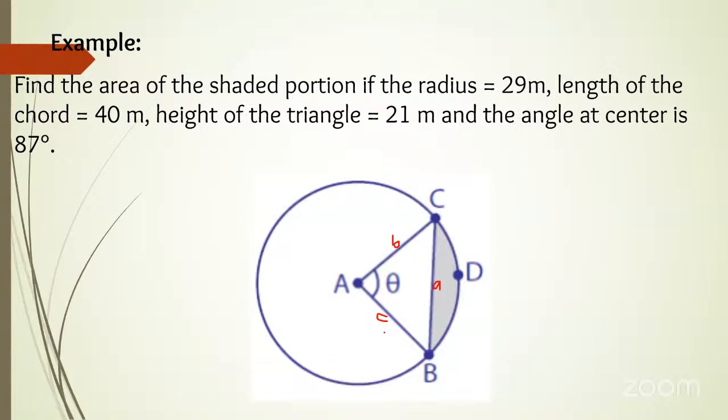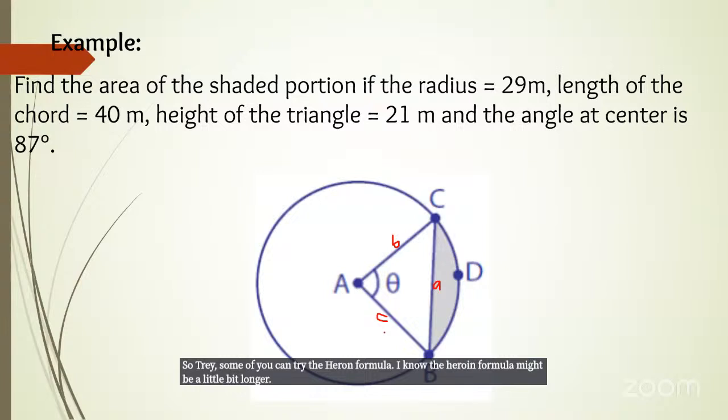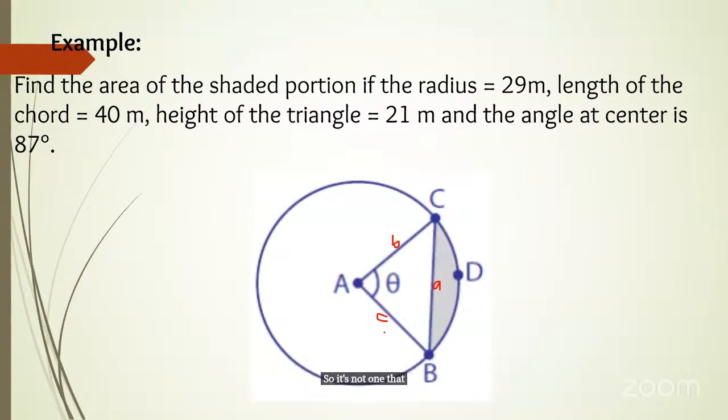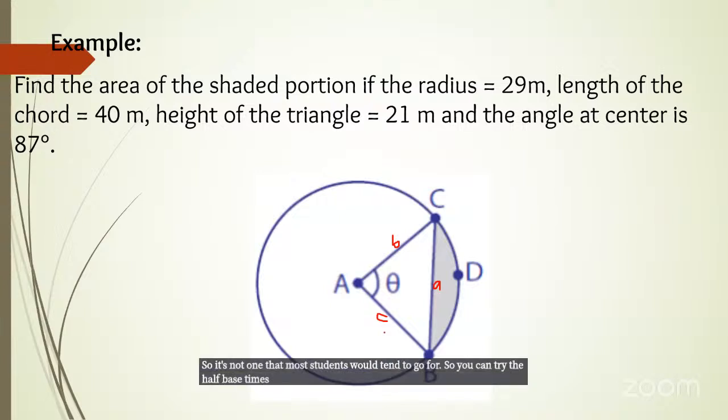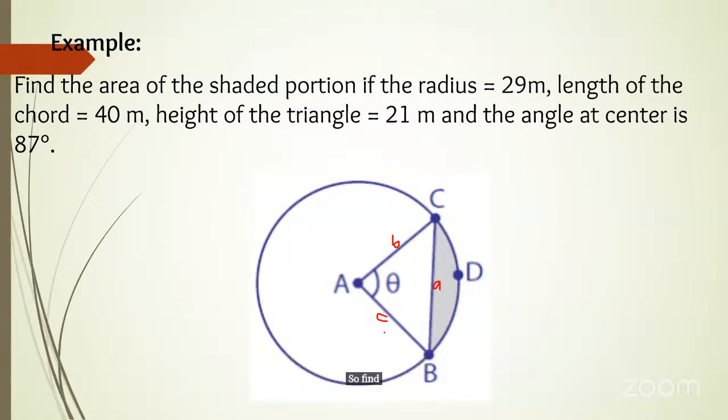So try. Some of you can try the Heron's formula. I know the Heron's formula might be a little bit longer, so it's not one that most students would tend to go for. So you can try the half base times height. So we are going to do that. You are going to try that. So find the area of the triangle and tell me what you have.